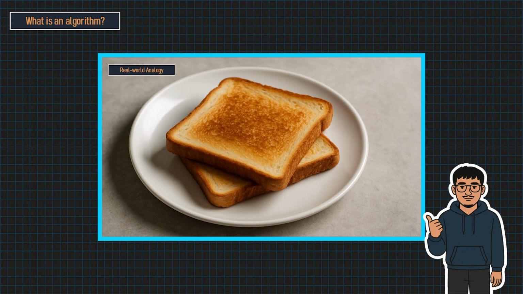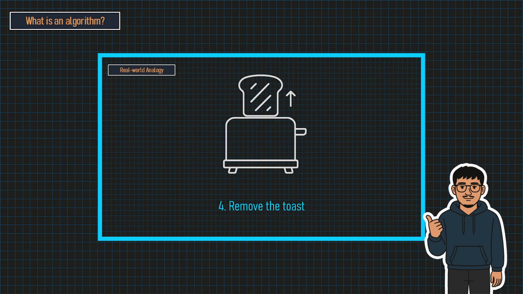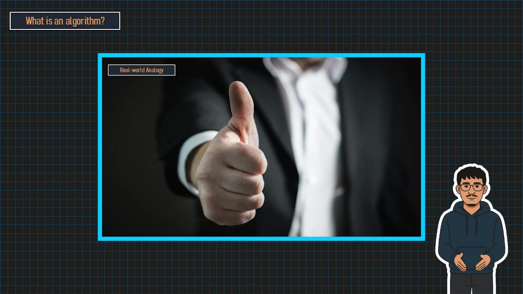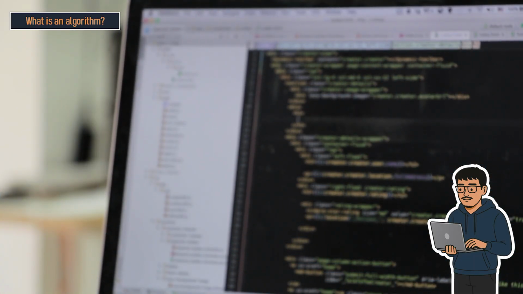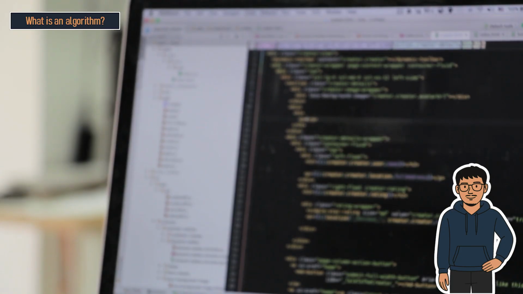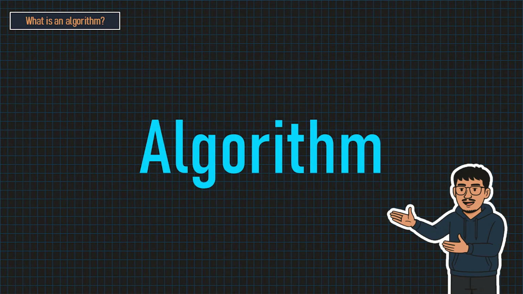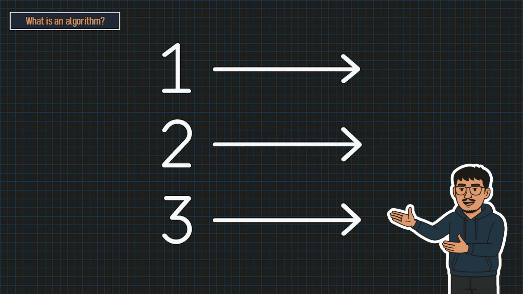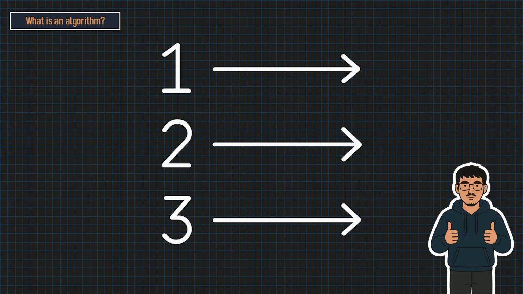You might remember in the last video, we used the example of making toast to show how a program needs to give a computer extremely precise instructions. That was about programs, actual code that runs on a computer. Today, we're taking a step back to look at the logic behind that code, the algorithm. At its core, an algorithm is a set of step-by-step instructions for solving a problem or completing a task.